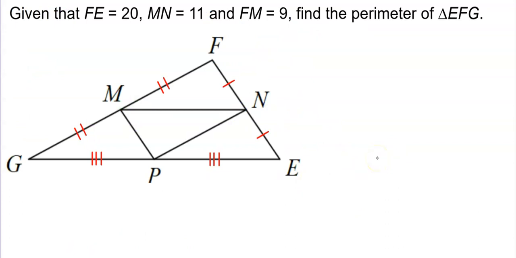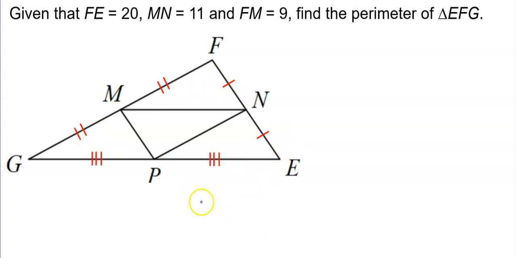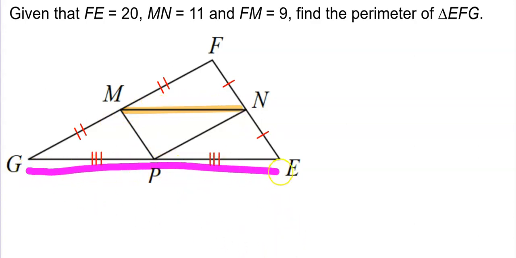Oh man, this is all messed up. It's okay, because notice we've got sides cut in half. That means we've got a whole bunch of midsegments. Here's a midsegment. That midsegment goes to that side. Let me back that up a minute. I'm going to do something a little different.